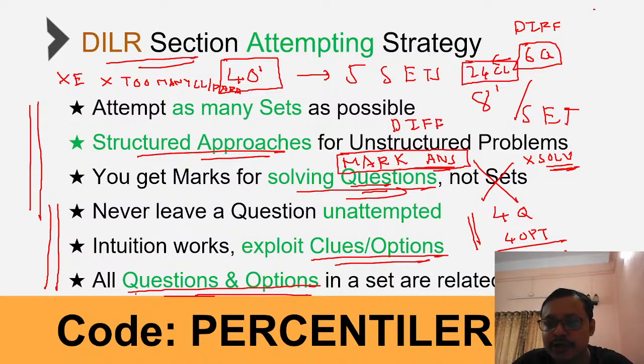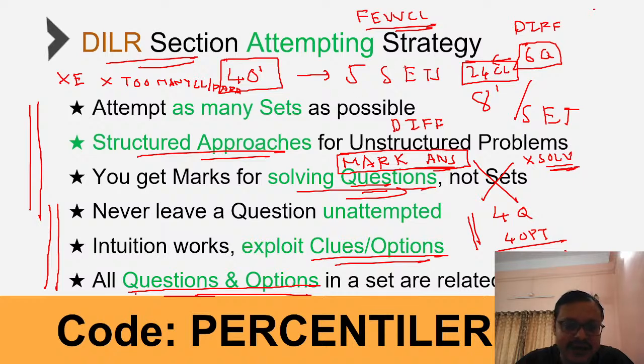Which means the more difficult the set, the more the number of questions, the easier it becomes for you because you start getting more easier clues to play around with. Remember, the difficult set is one which has few clues. But the moment you start adding 16 or 24 to that number of few clues, your total number of clues increases drastically, which makes it a very easy game for all of you in the DILR section. So what is important is focusing on getting marks, not blindly trying to attempt set after set.